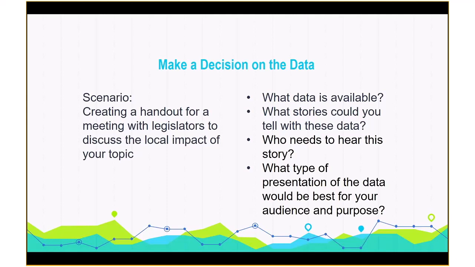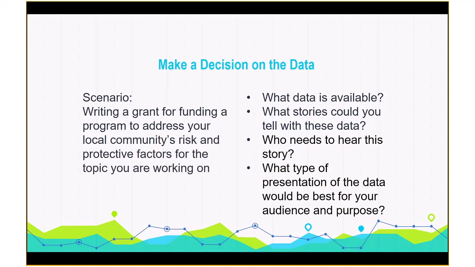So you'll want to start by thinking what data is available and what story you could tell with that data. The audience for this would be legislators, and the type of presentation of data that would be best may be an infographic or a one-page fact sheet. Legislators don't often have a lot of time, and so something quick and visually appealing may be best in this situation.